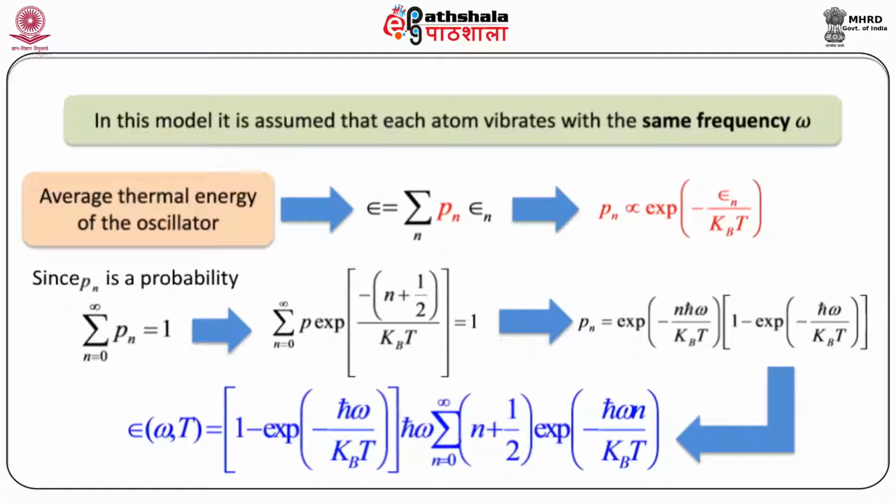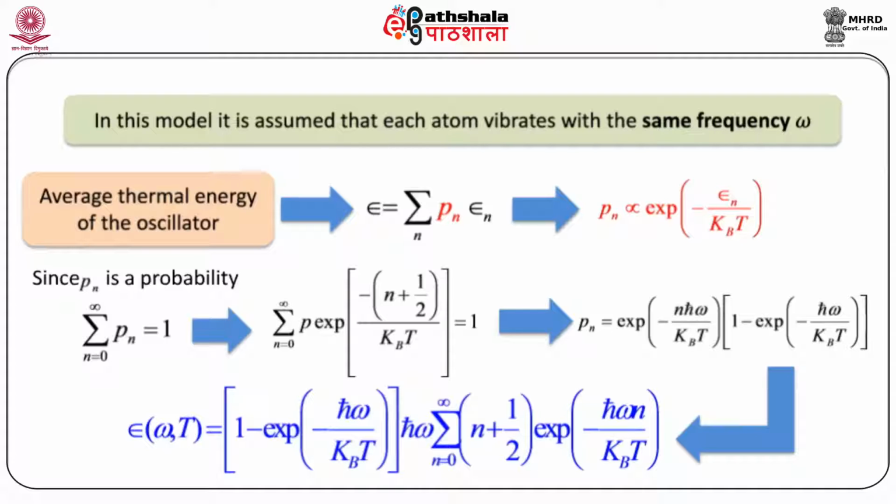The average thermal energy of the oscillator, epsilon, in thermal equilibrium at temperature T is written as epsilon equals the summation over n of Pn epsilon n, where the probability Pn that an oscillator has energy epsilon n is given by the Boltzmann distribution. That is, Pn is proportional to exponential minus epsilon n divided by kBT. And since Pn is a probability, the summation over n equal to 0 to infinity of Pn will always be equal to 1. All probabilities, if we sum them, will be equal to 1.